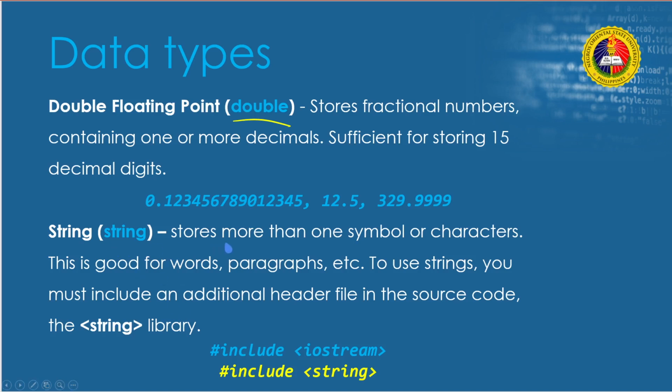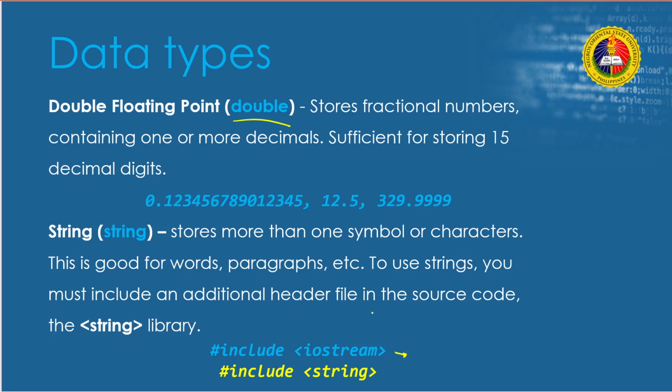Alright, string stores more than one symbol or characters. This is good for words, paragraph, etc. To use strings, you must include additional header file in the source code, the string library. So this is something that we have to take note of, to make sure that if we'll be dealing with string data type, we should always include string. Diba? Before, kaniraman, include IO stream.